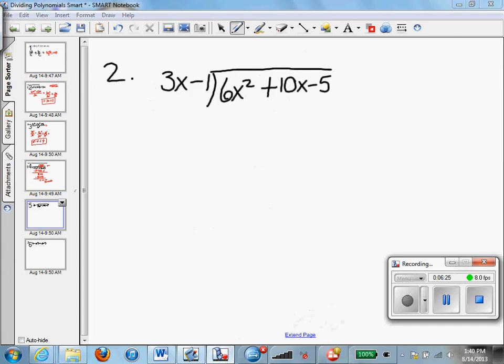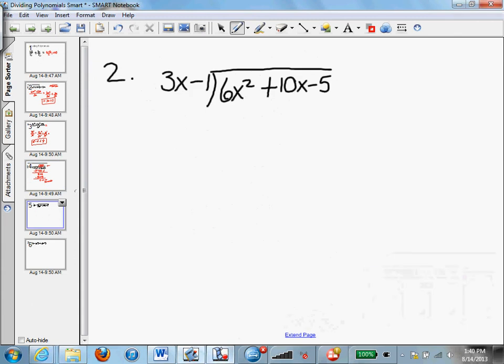Looking at number 2 for this problem set, we have 3x minus 1 dividing into the polynomial 6x squared plus 10x minus 5. For this, you want to ask, how do I make the 3x and the 6x squared match? To do that, you multiply by 2 and then an additional x, because when you multiply the 2x and the 3x, it gives you the 6x squared, which is what we need. Then you take this minus 1 times the 2x, so it's going to be a minus 2x.